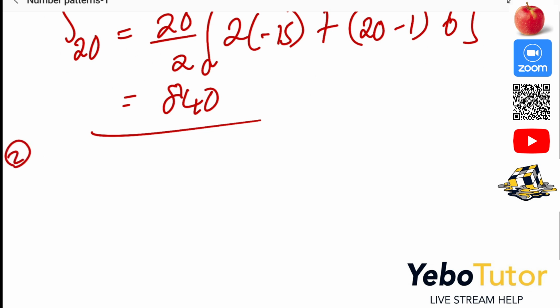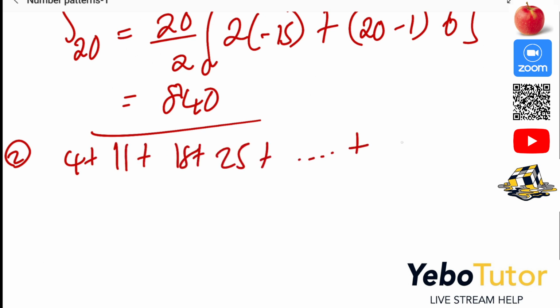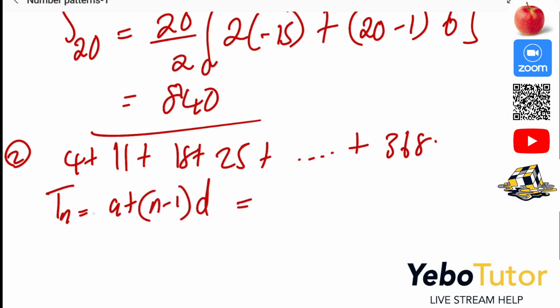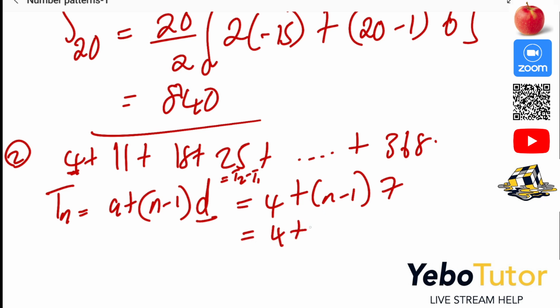In order to make our lives easier, we need to calculate the total number of terms available in that sequence. So we are given number 2, which is 4 plus 11 plus 18 plus 25 plus, and so on, up to the last term, which is 368. The first step is to determine our Tn, the general term. Tn is always equal to a plus n minus 1 multiplied by d. Our a is the first term of the sequence. Our d is the common difference, which is always t2 minus t1, so that is 11 minus 4, which gives 7. Then your equation becomes 4 plus 7 times n minus 1, that's 7n minus 7 plus 4, which is just 7n minus 3.